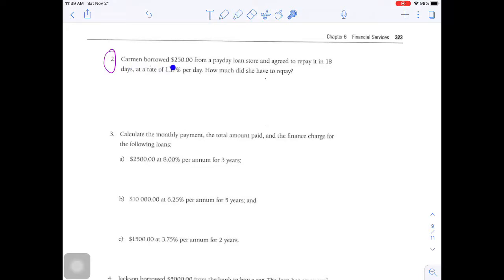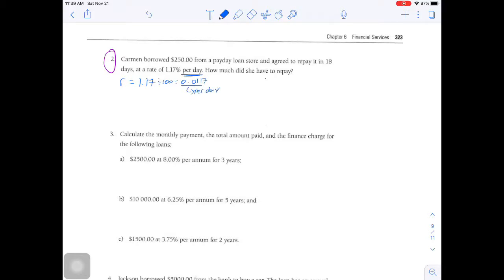So Cameron borrowed $250 from a payday loan store and agreed to repay it in 18 days at a rate of 1.17% per day. How much did she have to repay? So very similar to what we've done, okay? Here, we're talking about, and always remember, what is R in? It's per day. So 1.17 divided by 100 equals 0.0117. Okay, this is per day.